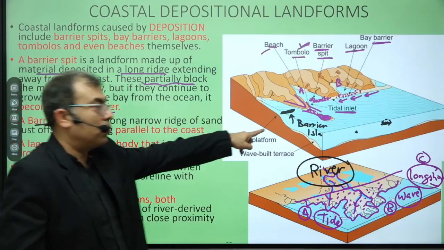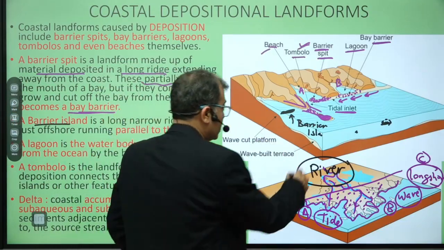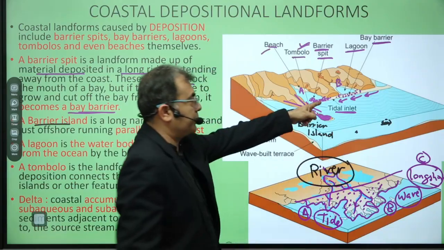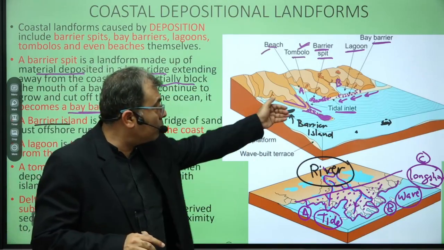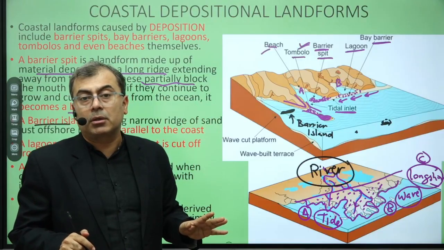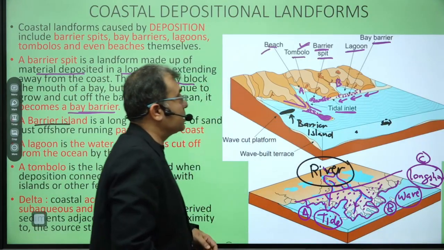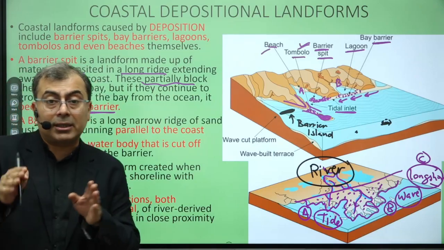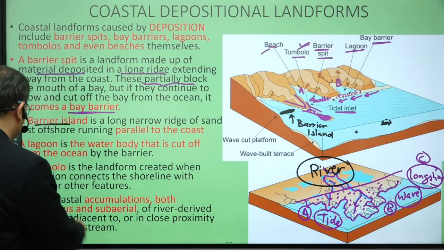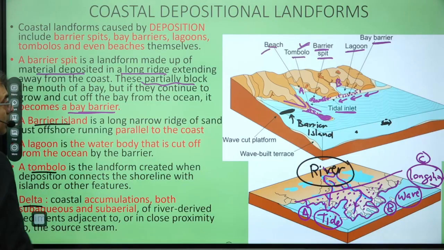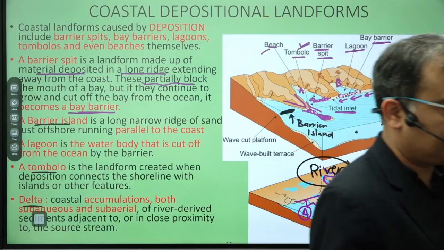Yes. So what is the difference between a spit and an island? Spit is connected to the coast. Spit will always be connected to the coast. Tombolo will always be connected to the coast. But an island or a ridge of sediments which is parallel to the coast and not connected, that will be called a barrier island. Tombolo bhi ho gaya, delta bhi ho gaya. All landforms done. Khush.